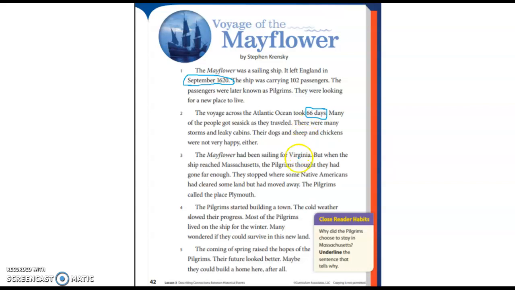So, when did they become hopeful? In the coming of spring. Again, this shows sequence. So we know in the winter things were not looking good, but once spring came, things looked hopeful.